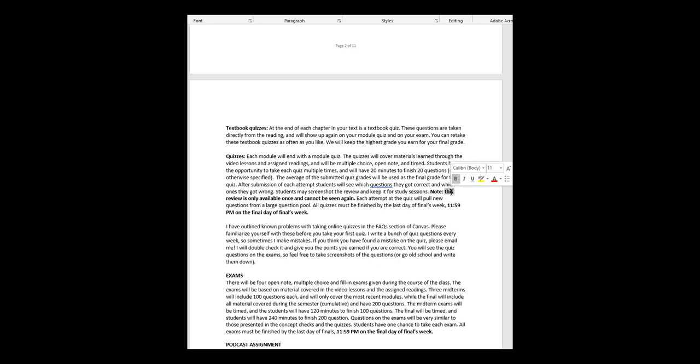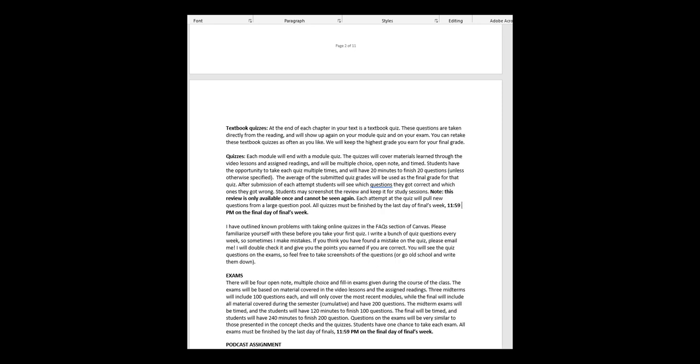Now, at the end of each quiz, you will have a chance to review the questions, see what you got right, see what you got wrong. You're supposed to be able to review these at any point, but sometimes that messes up. So just assume you can only see this once. Write down all those questions, take screenshots, do what you need to do in order to get these questions right the next time you see them.